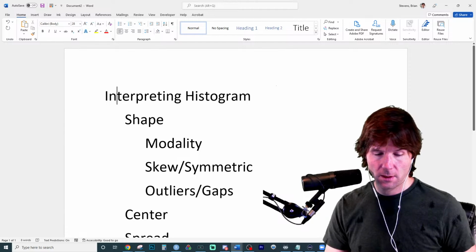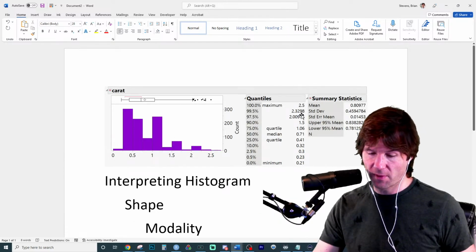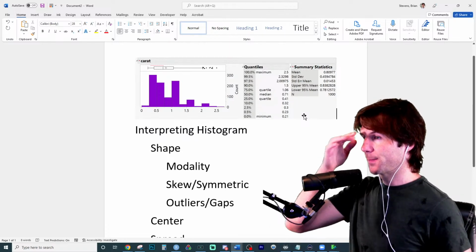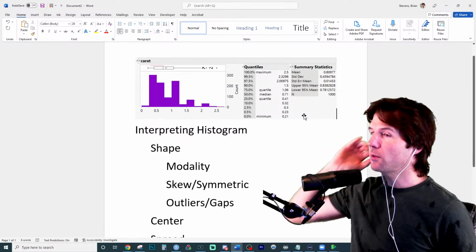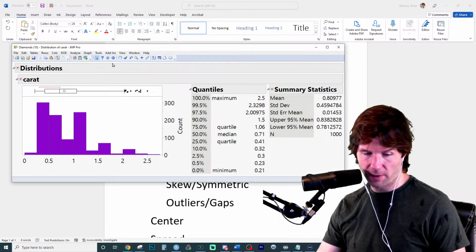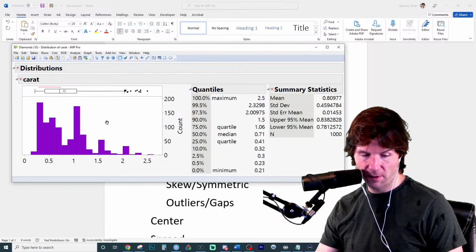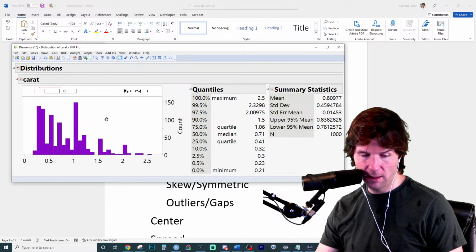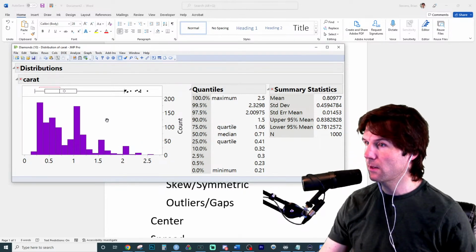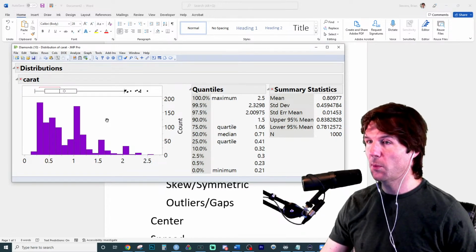Okay. Talk to me about the shape of our graphic right here. Just look at it. You got to watch out with those bins because I'm going to do something here. Talk to me about the shape of it. Maybe. I see it, right? It's definitely right skew. 100% right skew.